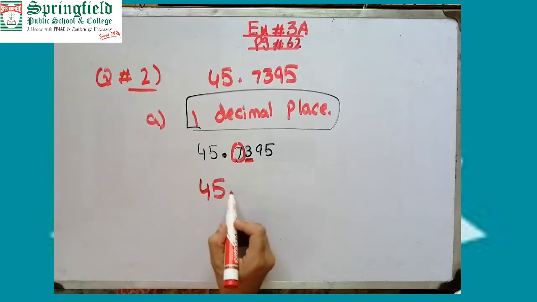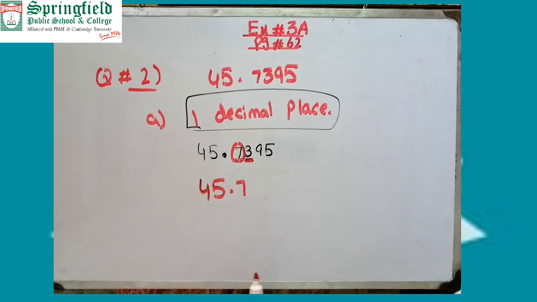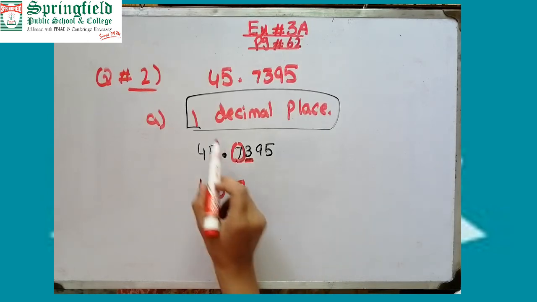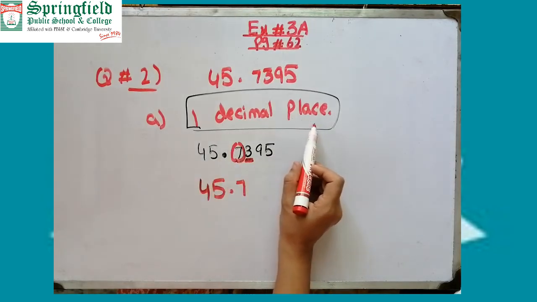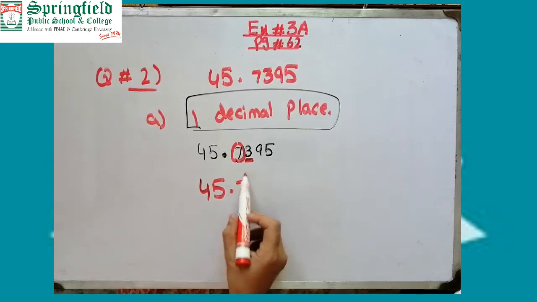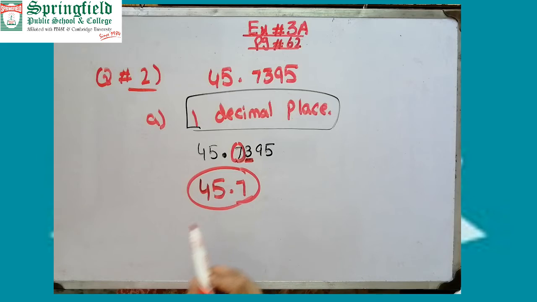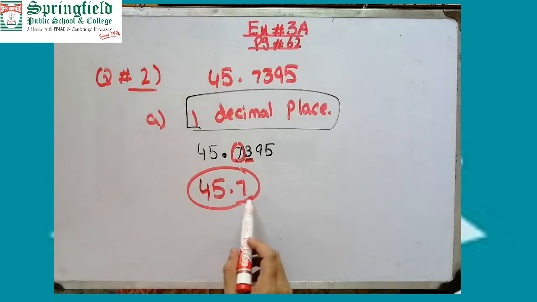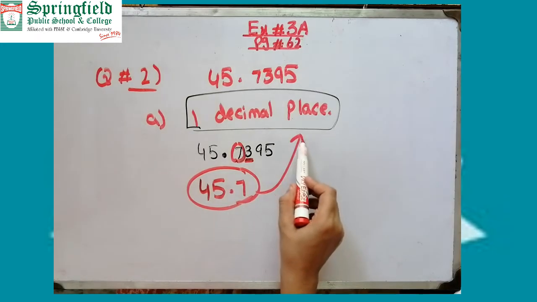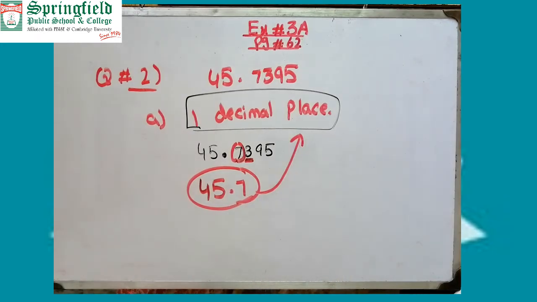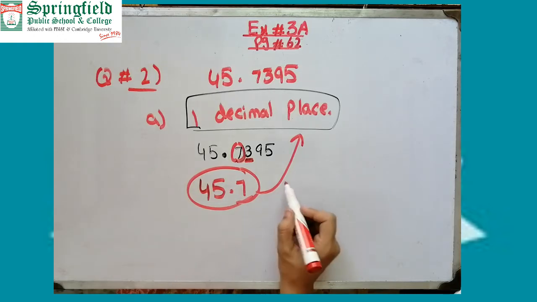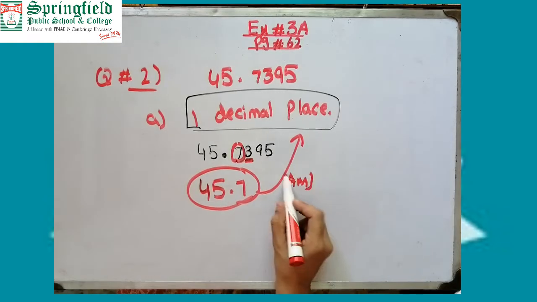So 45.7. And we will stop here. Why? Because they are saying that round off to the one decimal place. It means after the digits just after the decimal point just one digit. So this number is at one decimal place, and this is your final answer.